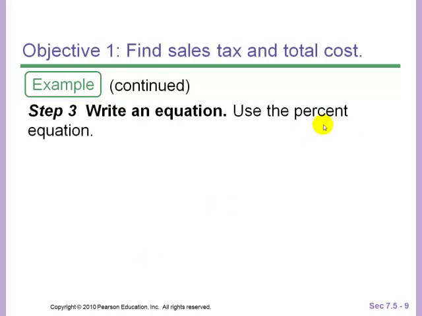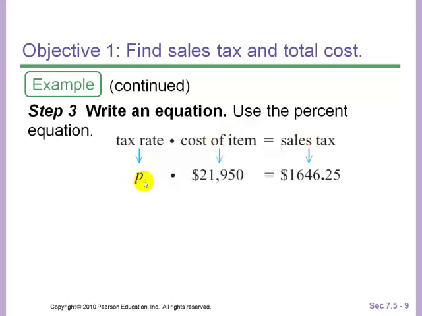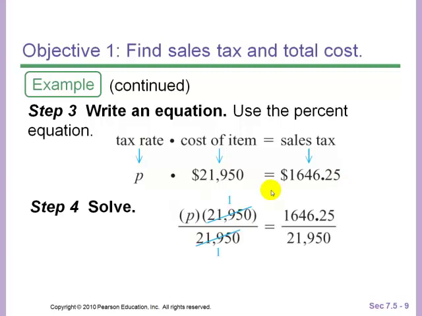In this case, we will again use a percent equation. Tax rate times original cost of item equals sales tax. We don't know the tax rate. The cost of the item was $21,950, and the sales tax was $1,646.25. To solve this, divide both sides. This is some nasty arithmetic, so feel free to use a calculator. I will give you much easier numbers. P winds up being 0.075.